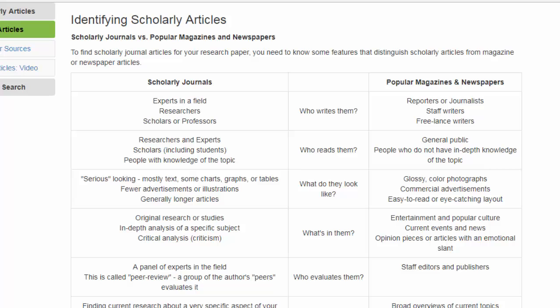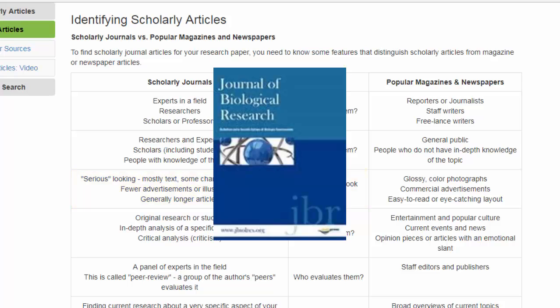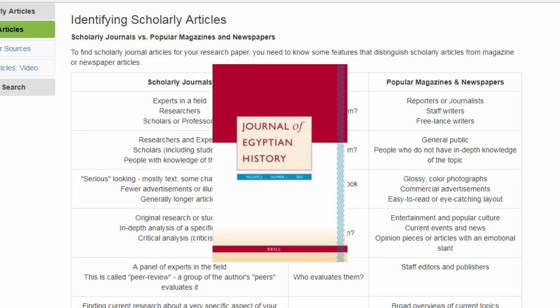Scholarly articles are written by experts, researchers, scholars, and/or professors. Usually, the same group reads these types of articles. This is because they are somewhat serious looking. They're very text-heavy, usually quite lengthy, and contain vocabulary that pertains to a specific academic discipline like literature, biology, nursing, or even ancient Egyptian history.